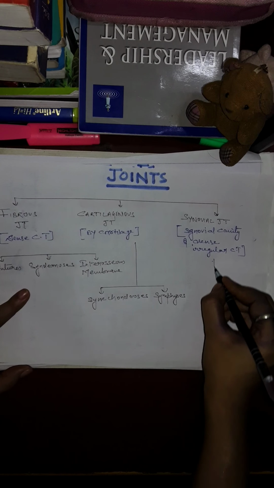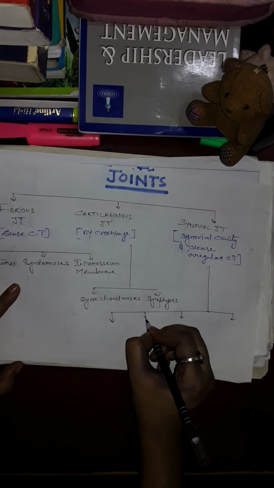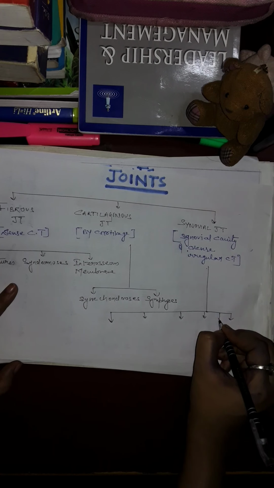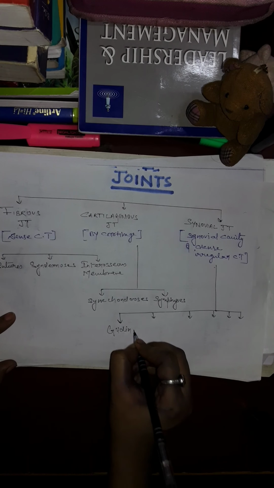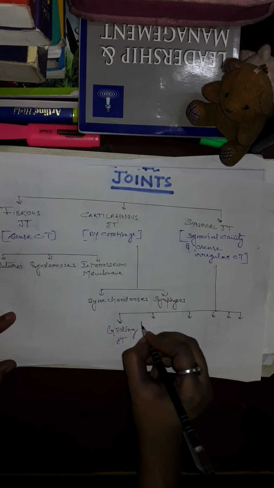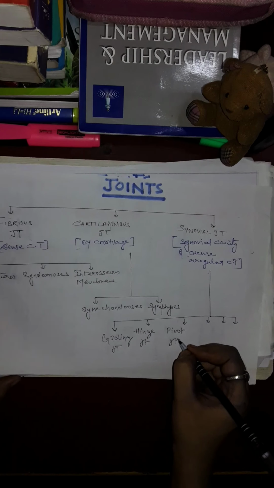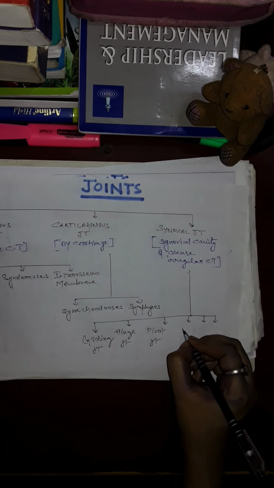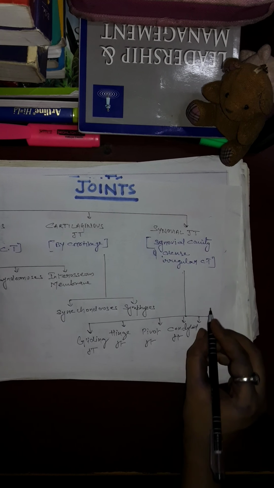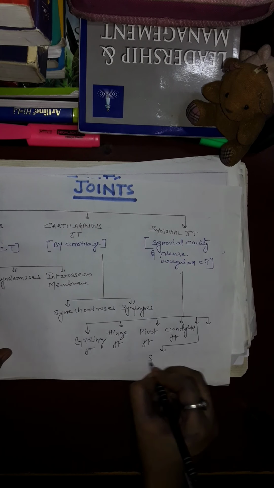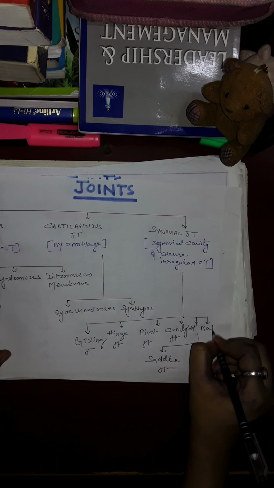Next we will see the types of synovial joint. There are 6 types. First one is gliding joint. The second one is hinge joint, and third one is pivot joint. And the fourth one is condyloid joint. And the fifth one is saddle joint. And the last one is ball and socket joint.